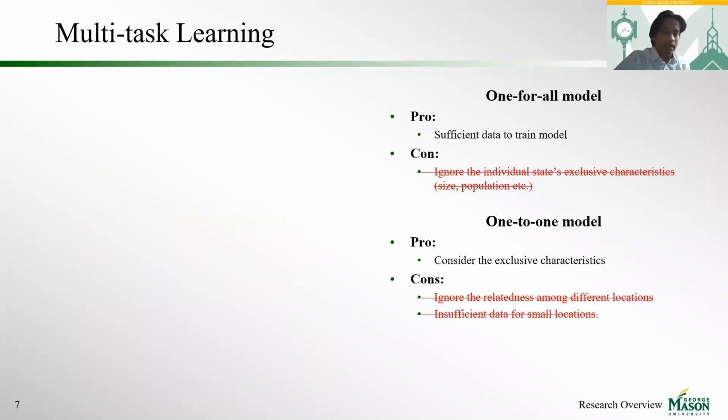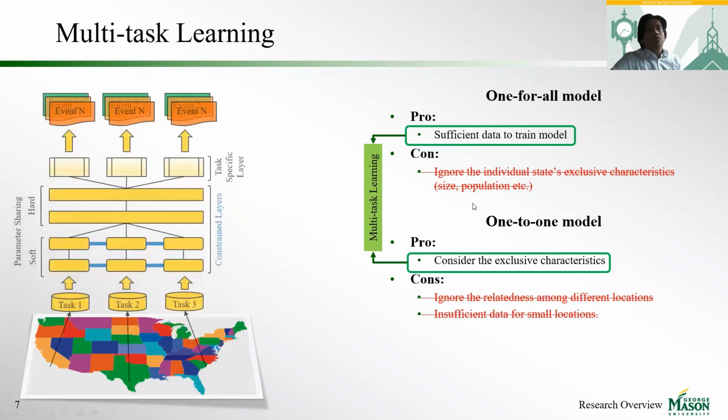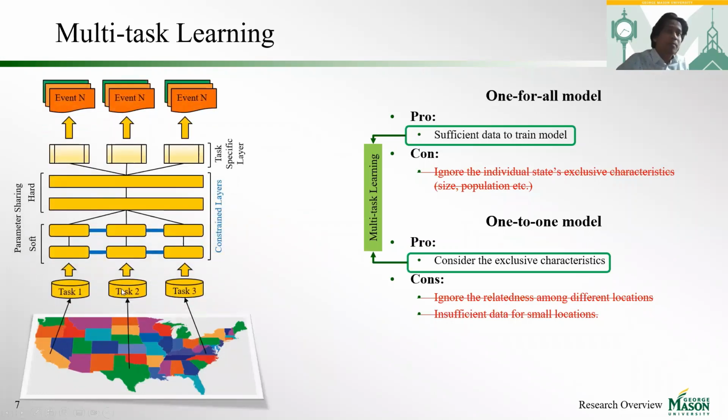What can be the solution? Considering the pros and ignoring the cons, the solution can be multitask learning. Now, if we think about the design of multitask learning, you have the tasks, you take the data, you design the model, then you predict the event. Here, all tasks means separate states. Now think about parameter sharing. It can be soft or hard. So if you see, there are linkages here.